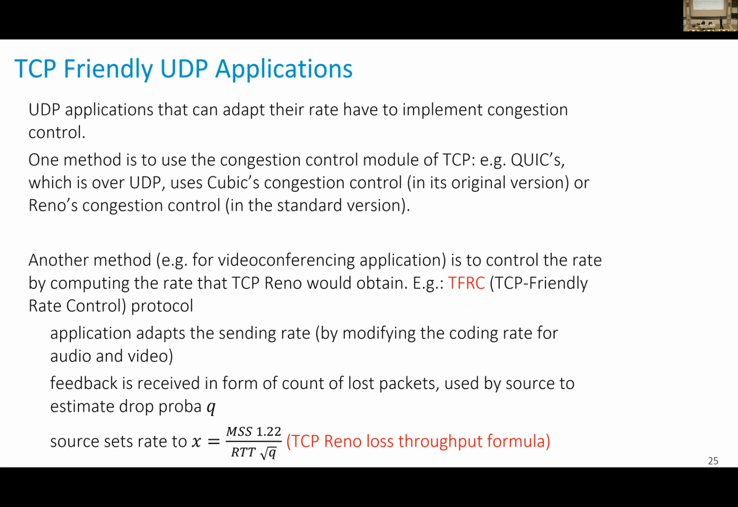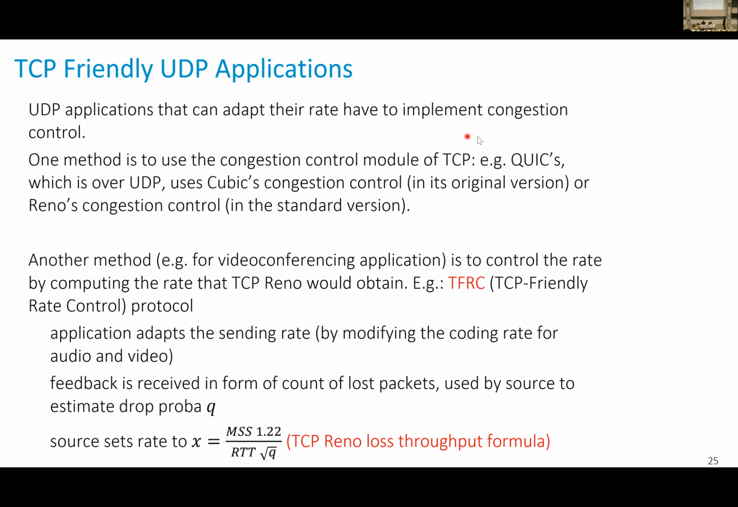This formula was used in what is called TCP-friendly UDP applications. Remember that congestion control must be done, at least for all long-lived flows, for flows that generate a significant amount of traffic in the internet, because otherwise the internet will be inefficient and will go into congestion collapse and all such bad behaviors. Now, if you have UDP applications that are not using TCP, if it's QUIC, for example, we'll say a few words about QUIC in one of the coming weeks. QUIC is not really an application, it's a replacement for TCP.